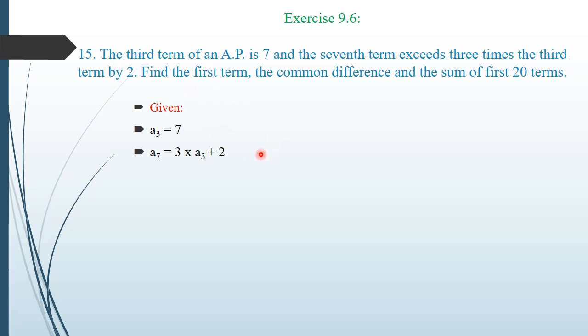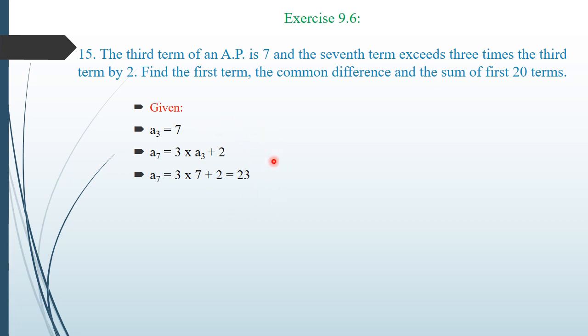Now, using this information, we need to calculate first term, common difference, and sum of first 20 terms. So we can see here seventh term I can represent as 3 as it is. Instead of A3, I'll put 7 because third term is given to us. Therefore, seventh term is nothing but 23. We are given with third term and seventh term now. We do have these two terms now.